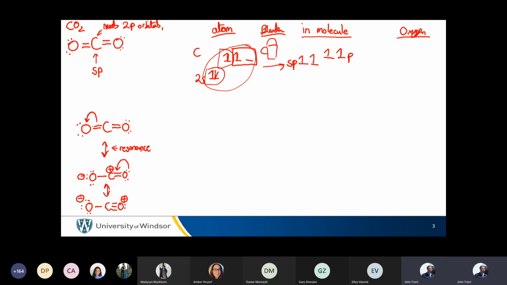Yeah, so, okay, Malika gets it. Yeah, it makes a triple bond. So if we're doing this, that means, let's take a look at that central carbon. It's sp.